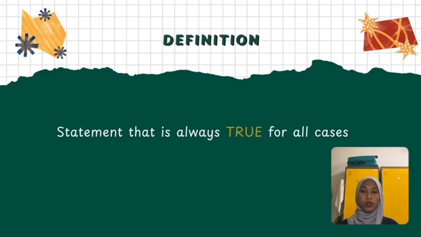Next, we have tautology. A tautology is a statement that is always true regardless of the truth values of the individual statements substituted for its statement variables. A statement whose form is a tautology is a tautological statement.